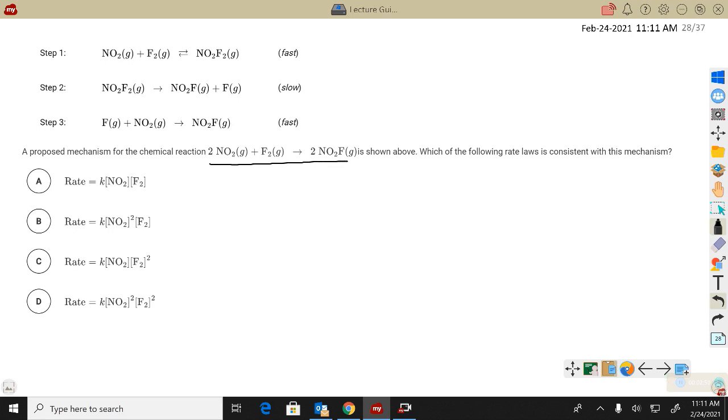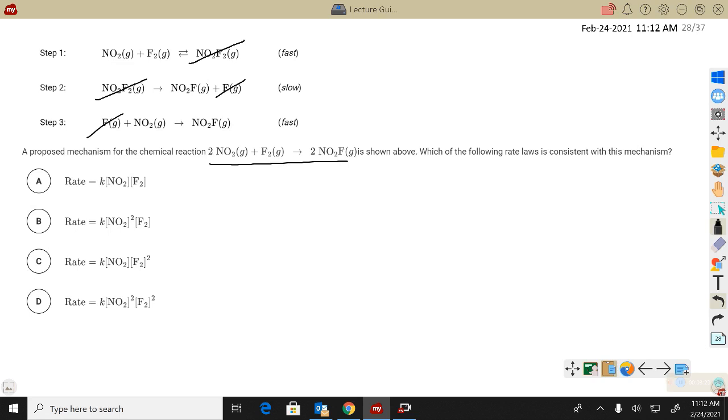So I could have intermediates. Intermediates are particles that are formed in an early step and then they are consumed in a later step. Let's see, I have another intermediate. Here's some fluorine atoms that are formed and consumed. So once I cancel anything that's the same on both sides, it could be an intermediate or a catalyst, then I should simplify to the desired equation.